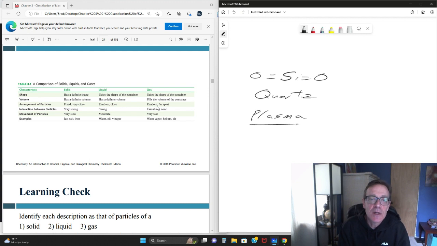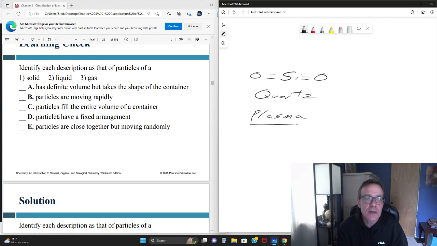Okay, there's a nice little table that accounts for all of those different types of matter that we typically see: solids, liquids, and of course gases, and their differences as far as their volume, how the particles are arranged, the interactions between the particles, and the movements of the particles. Okay, so it has a definite volume but takes the shape of the container, that would be a liquid. Particles are moving rapidly, well, we'll go with gas, but liquid is moving more rapidly than in solids. They fill the entire volume of the container. That will be a gas, because liquids, under the influence of gravity, will only fill part of a volume if they don't fill it all the way to the top. So it's a little bit of a trick question.